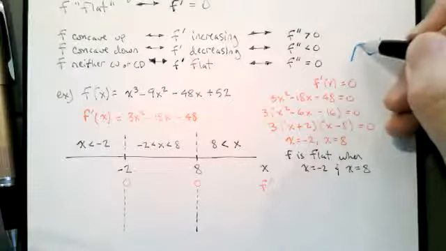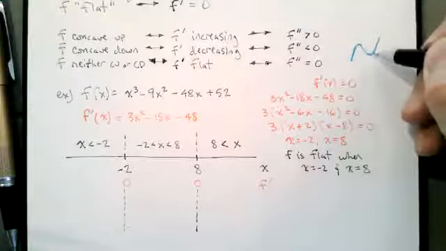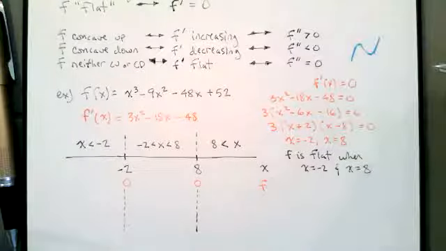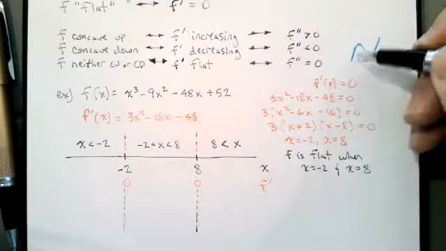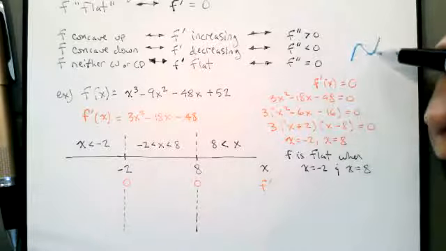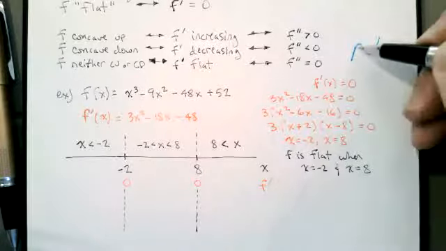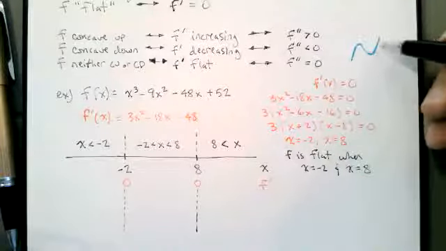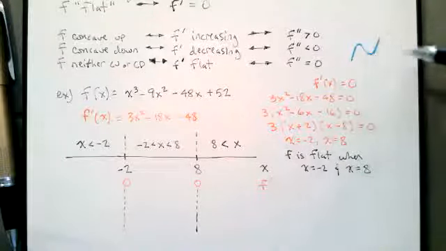At -2, it looks like we're going to have a little local maximum, and at 8, we're going to have a local minimum. So our intuition and our knowledge of polynomials tells us that before -2, the first derivative is going to be positive. Between -2 and 8, the first derivative will be negative because the function is decreasing. And after 8, the first derivative should be positive because the function is increasing.